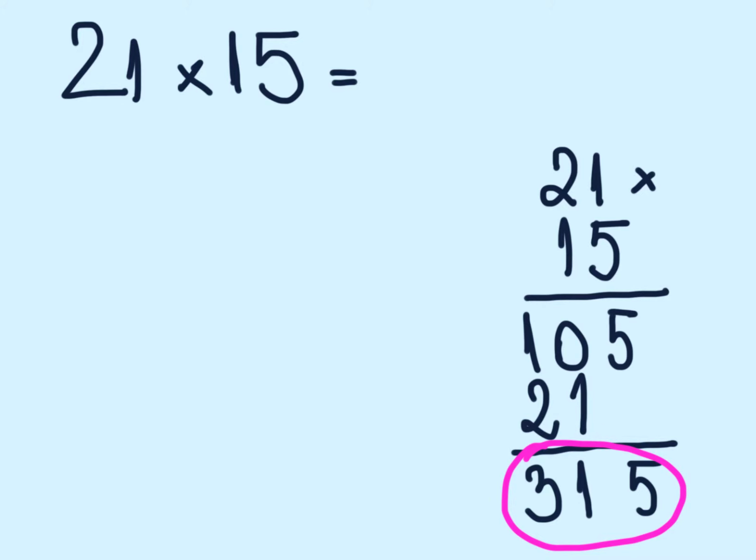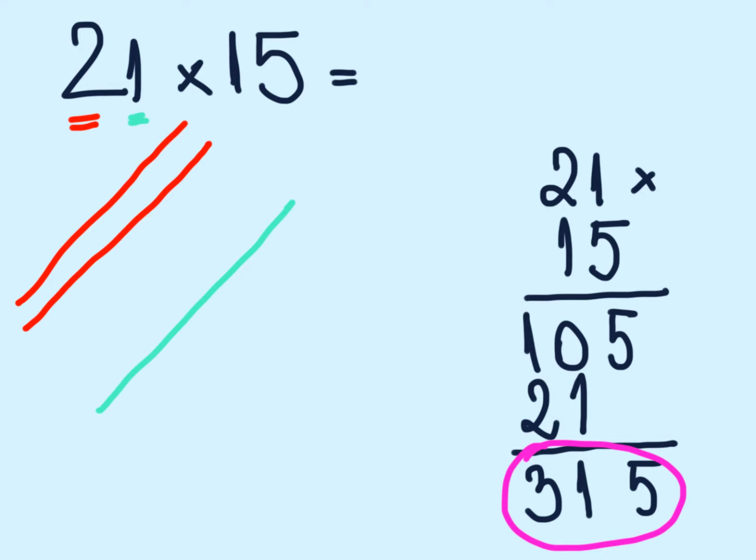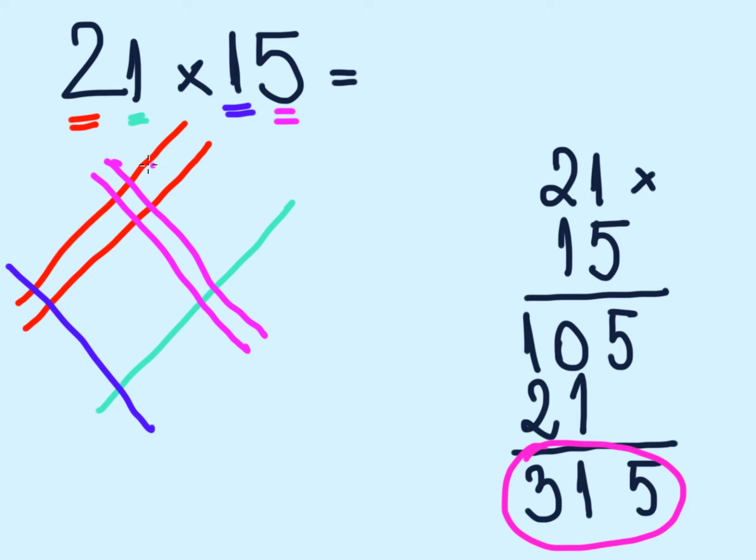So let's start with our 2 here. That means we're going to draw two lines, 1, 2. And then for 1, we're going to do one line. Then we go to the second number, 1, so we'll have one line. And then for the number 5, we're going to draw five lines, 1, 2, 3, 4, and 5.